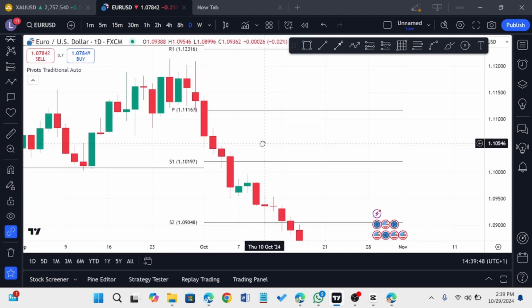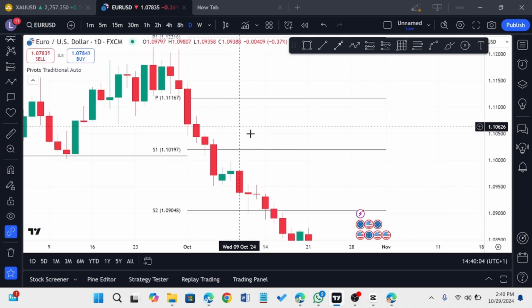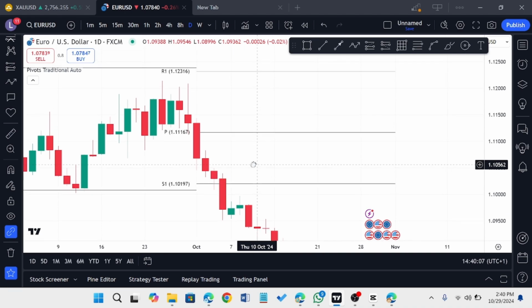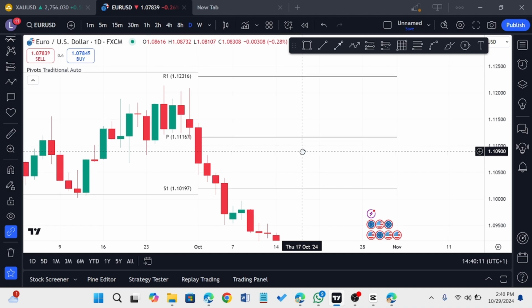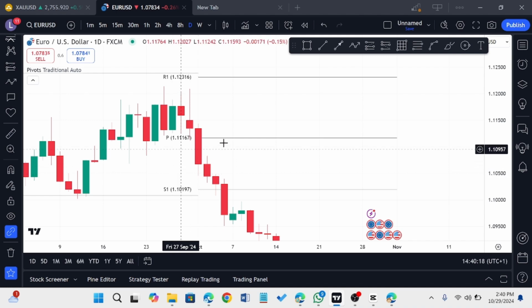So the standard pivot point calculation takes into account the previous day's high, low, and closing prices to generate key levels for the current trading day. So the central pivot line serves as our baseline. The central pivot line is denoted by P, you can see here, P, and it's calculated by the high of a day plus the low plus the close, all divided by 3.